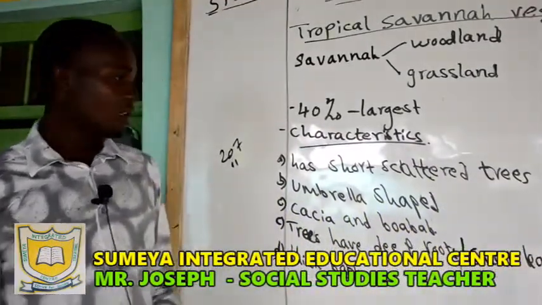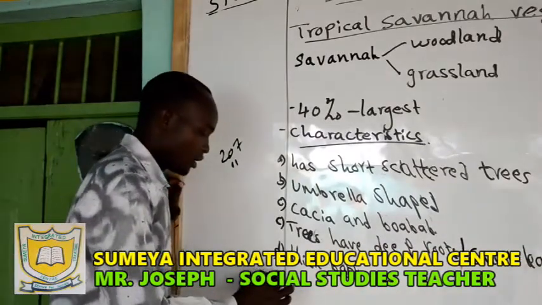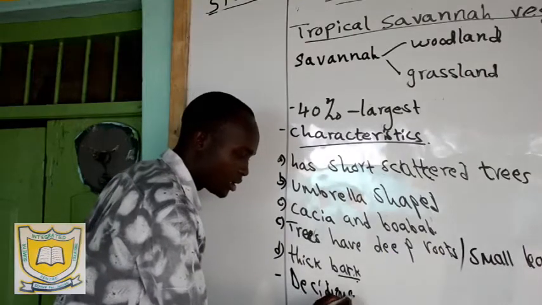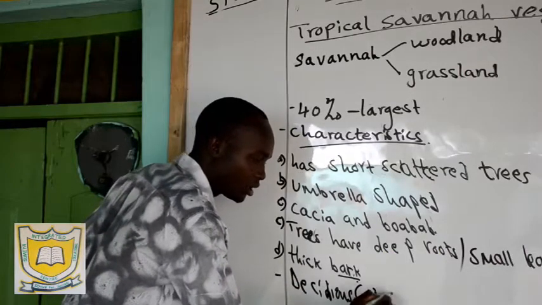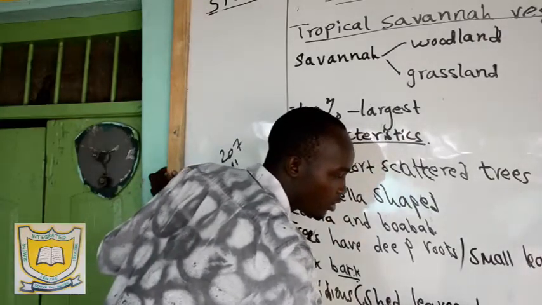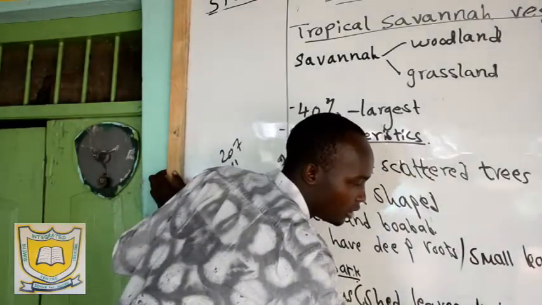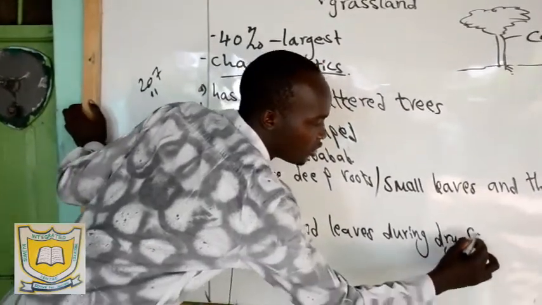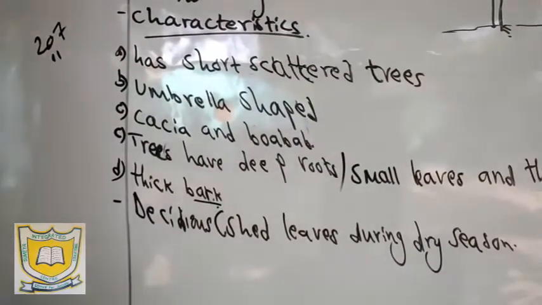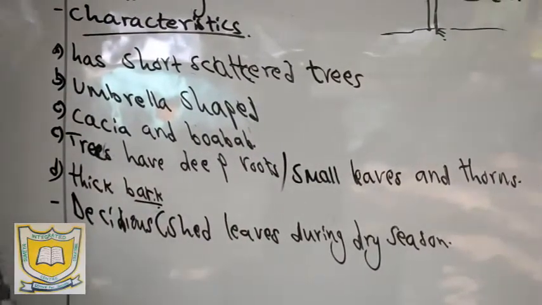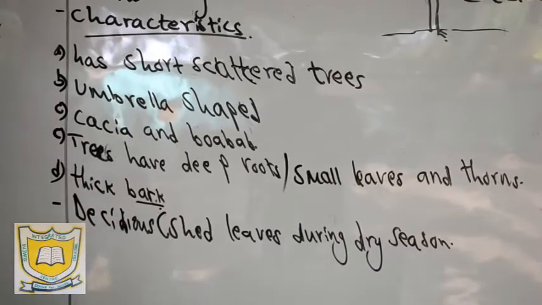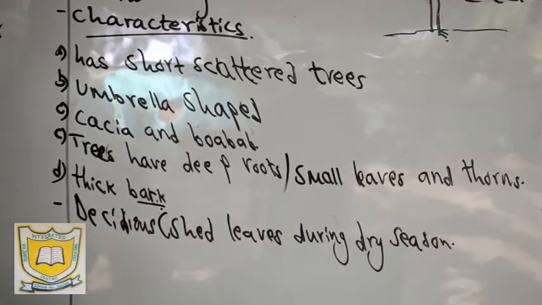Then these trees are deciduous. Deciduous trees shed leaves during the dry season. Those are the deciduous trees we are talking about. So they shed leaves during the dry season. So remember that. So that's about the savanna grassland.